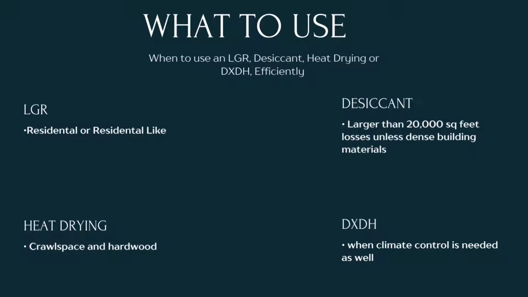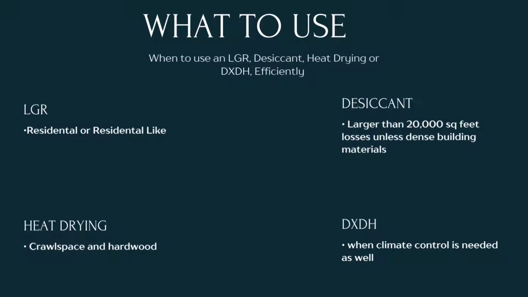Desiccants, we generally look at that when you're looking at a building around 20,000 square feet of loss, of wet area, and or dense building materials. You can use a desiccant on something smaller than 20,000 square feet, but you may find yourself getting a little pushback from the consultants and adjusters on it. So, good rule of thumb is 20,000.